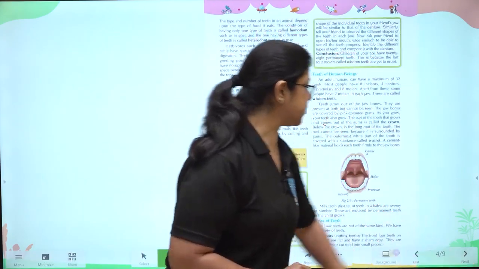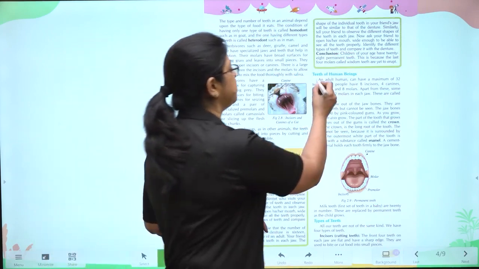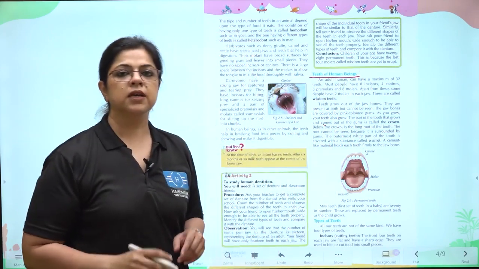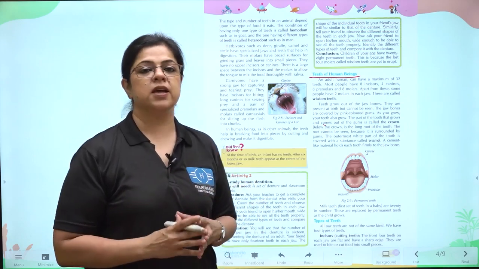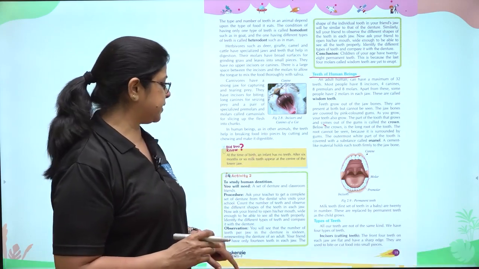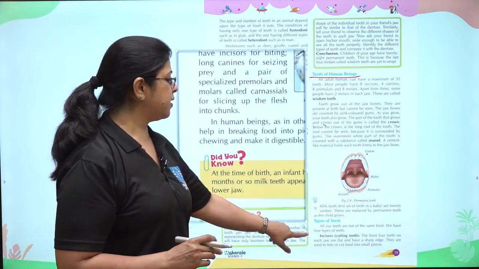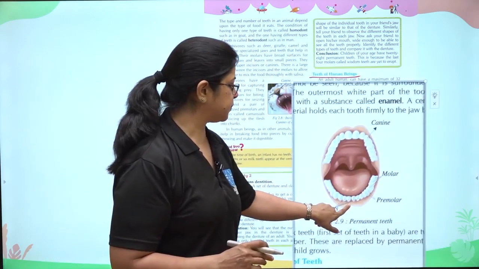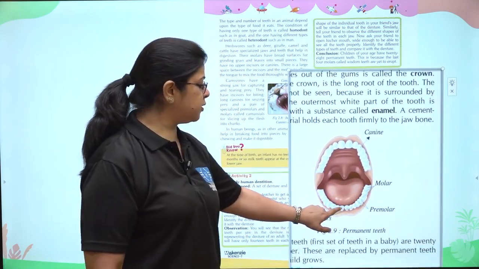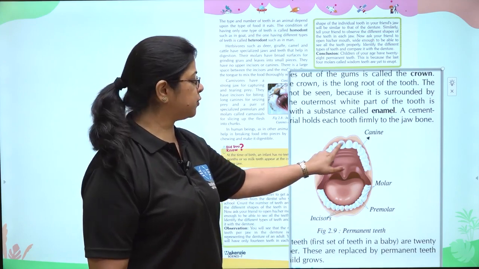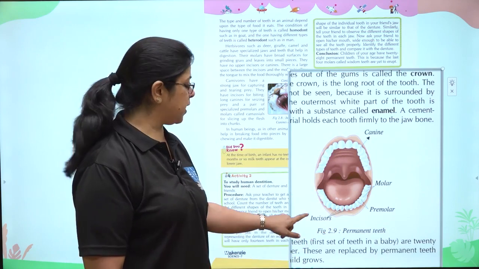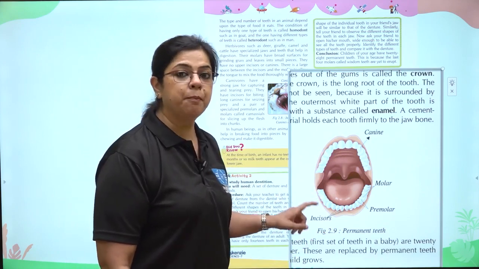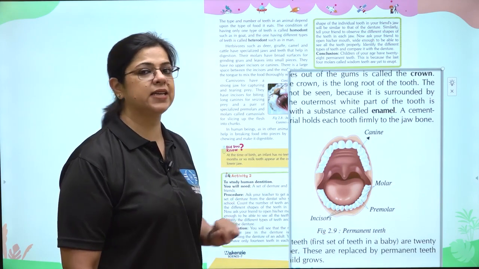Let us understand about the teeth in human beings. All human beings have a basic set of 32 teeth. Now let us understand in detail what these teeth are and what are their functions. There are front 4 teeth in either of the jaws, the upper jaw and the lower jaw. These teeth are known as incisors. They are biting teeth and they are 8 in number.